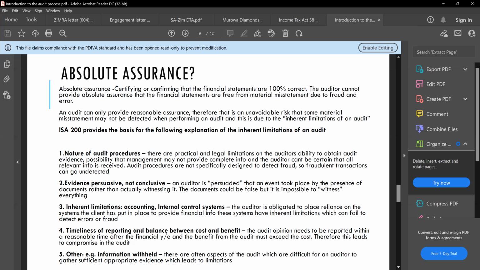So therefore, the auditor can't give absolute assurance that the financial statements are 100% free from material misstatement due to fraud and error.